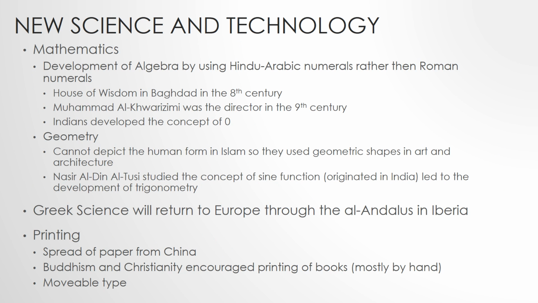During this time period, we get a lot of new science and technology, especially in regards to math. This is going to be based out of the Muslims. The Muslims are going to take these Hindu Arabic numerals rather than Roman numerals, and they're actually easier to work with. So obviously you guys don't know Roman numerals because they're not easy to work with, so it makes sense that they're going to start using these Arabic numerals, which is what we use today.